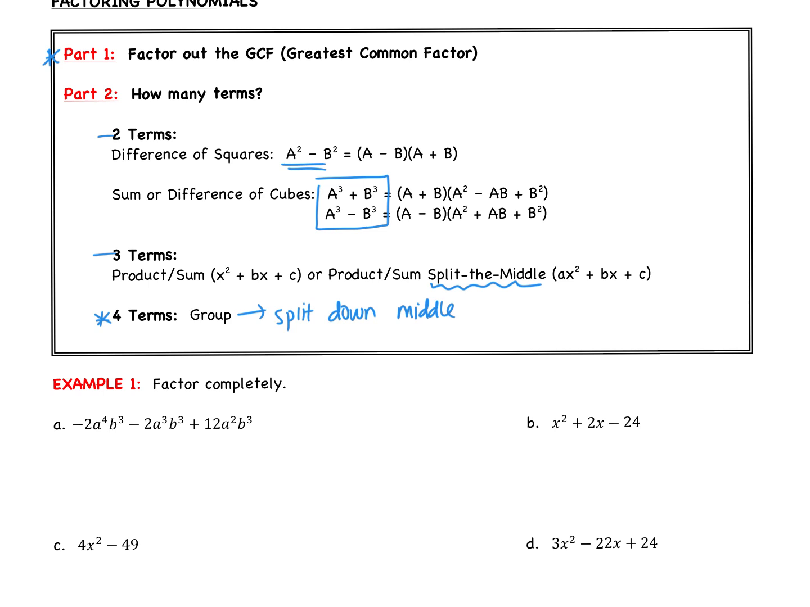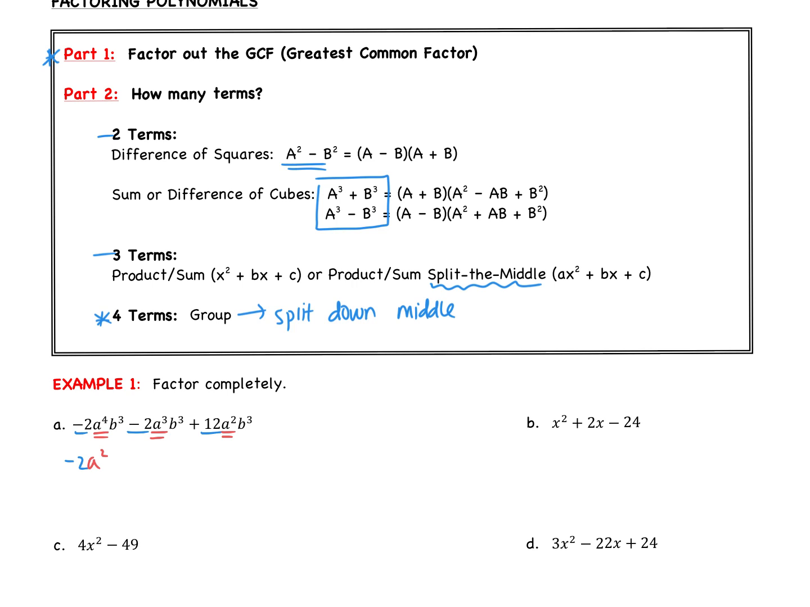If we're looking at example 1a, we're going to start with taking out a GCF. First thing you do is you look at all the numbers, -2, -2, and 12. Biggest thing that we can take out is a -2. Then you're going to look at your variables. I have a to the 4th, a cubed, and a squared. So the question is, what can I take out of all of them? Out of the first one, I can take out 4 a's, but out of the last one, I can only take out 2. So the most that I can take out of every term is an a squared.